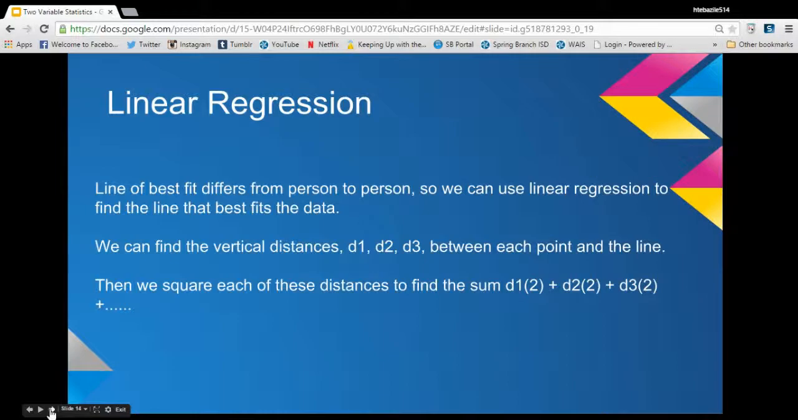Linear regression. Line of best fit differs from person to person, so we use linear regression to find the line that best fits the data. We can find the vertical distances d1, d2, d3 between each point and the line, and then we square each of these distances to find the sum.